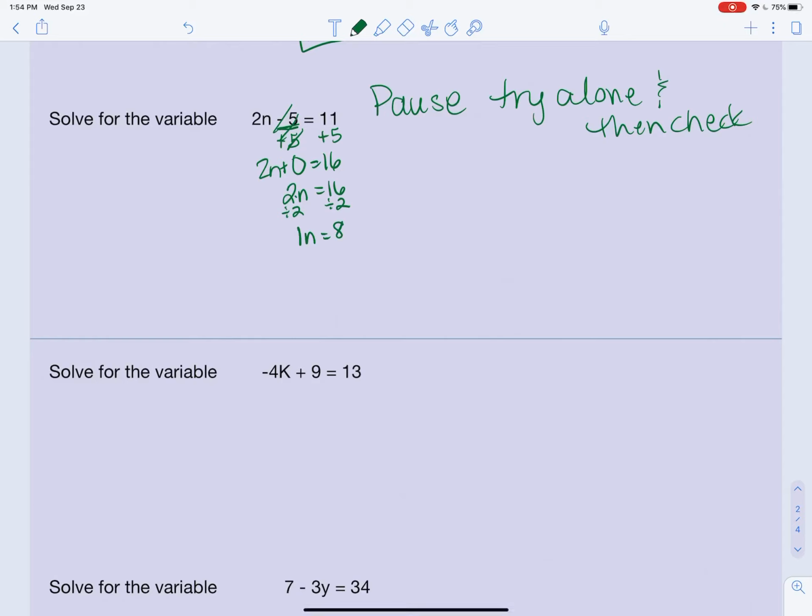Do I need that 1 anymore? Nope, I don't. So I'm going to rewrite it as n equals 8. And that one is finished. If you got it right, great job. If you got it wrong, we're going to keep going.